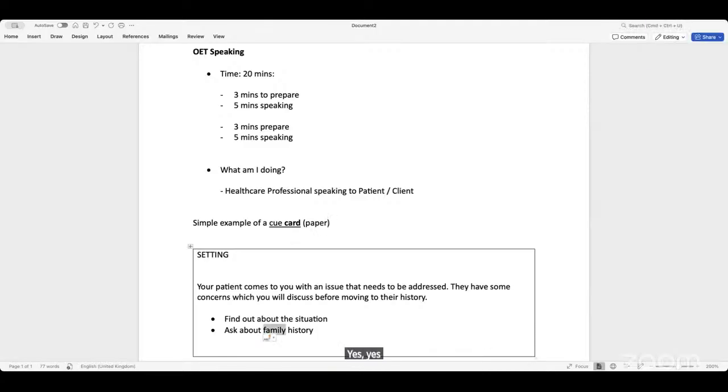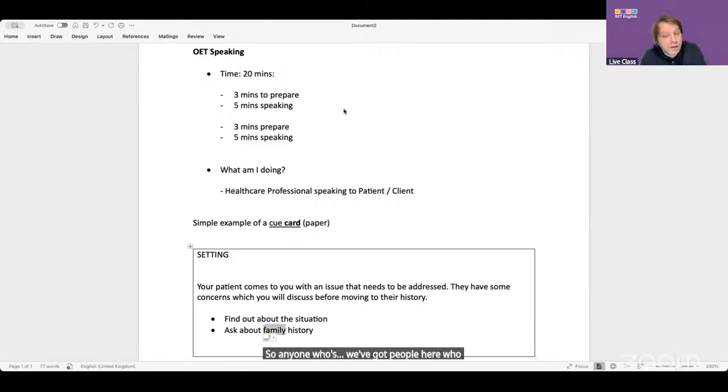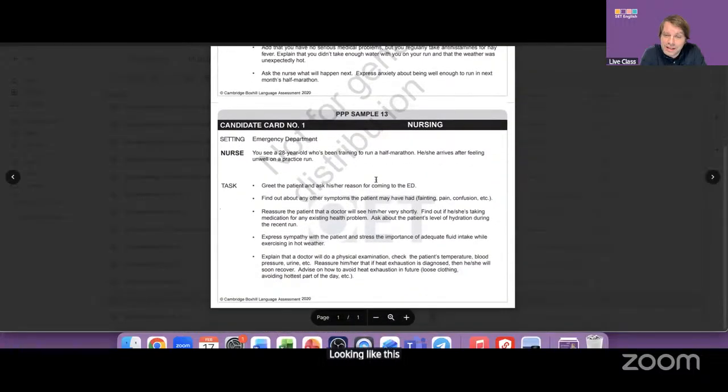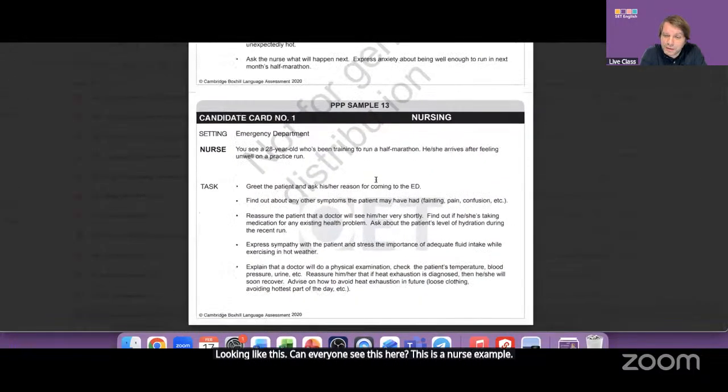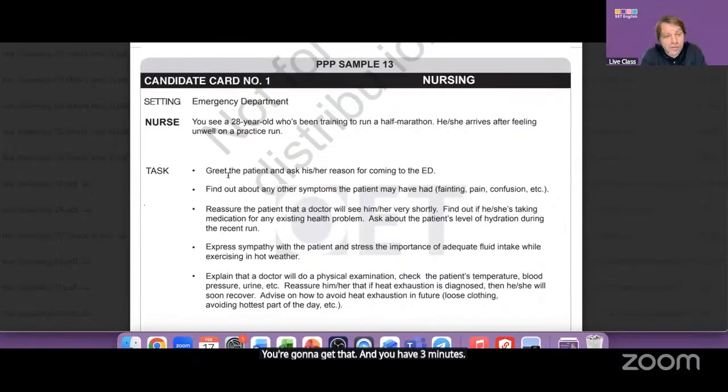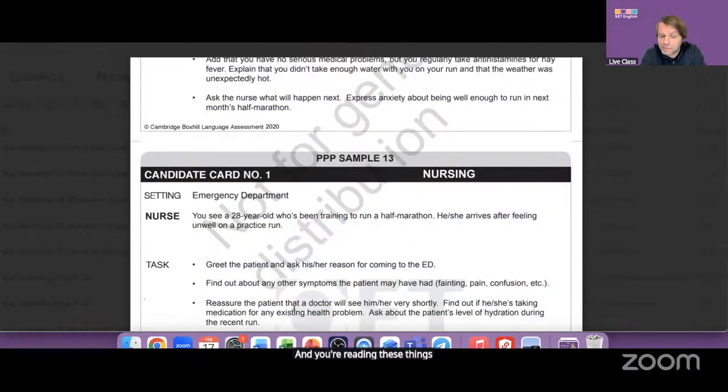So we've got people here who are completely new to OET. So guys, you're going to get a piece of paper looking like this. Can everyone see this here? This is a nurse example. You're going to get that, and you have 3 minutes to read these things. It's called a cue card. Anyone who's studied IELTS will know a cue card.